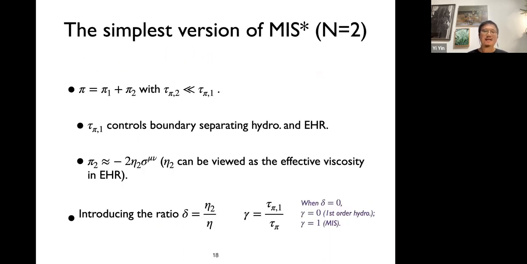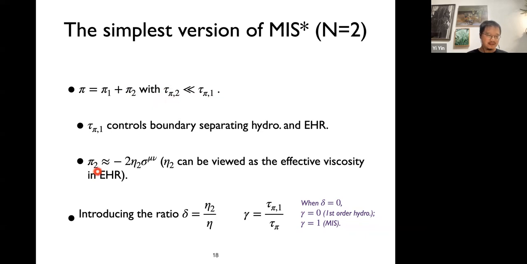So here, let us just consider the simplest version of MS star. We only include two fields. We just decompose pi into pi one and pi two. Actually, we made an even simpler simplification: we require the relaxation rate of the second part to be much smaller than the first part. So in this case, the result is not even sensitive to the tau pi two.